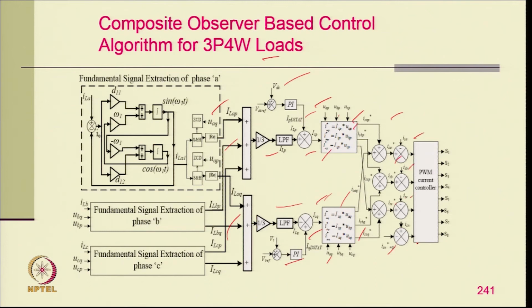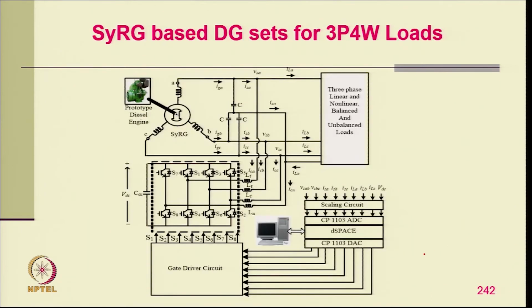We sense the generator current, and the neutral current reference is 0. So, we give the gating signal for the 4-leg converter, and that is the circuit for providing load balancing, neutral current elimination, and voltage regulation in this system.